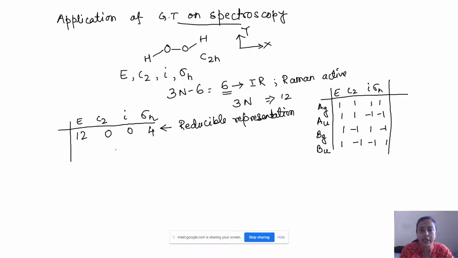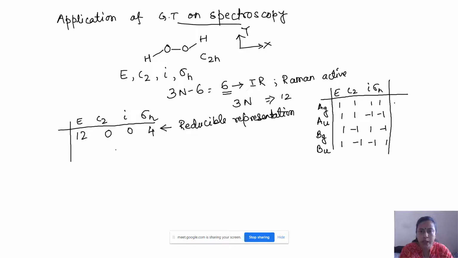We know that under inversion, if it is plus 1, we recognize that representation as gerade, and if it is minus 1, we represent it as ungerade. Under C2, if it is plus 1, this is A, and if it is minus 1, this is B. So we have 4 irreducible representations: Ag, Au, Bg, Bu.